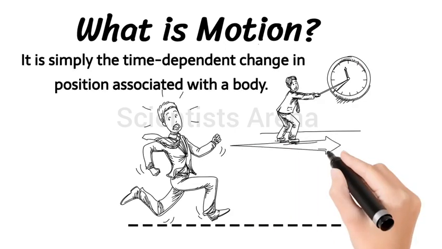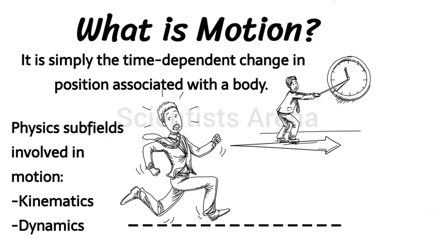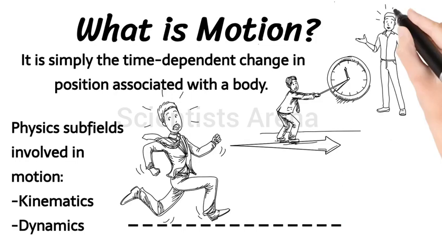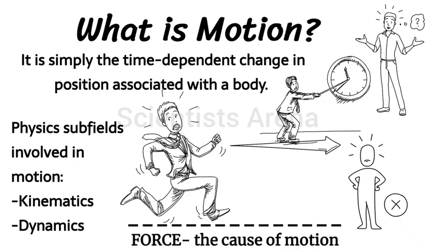Two subfields of physics involved in motion are kinematics and dynamics. They differ such that while dynamics deals with why objects move as they do, kinematics deals with how objects move with no regard to the forces causing their motion. The cause of motion is force.